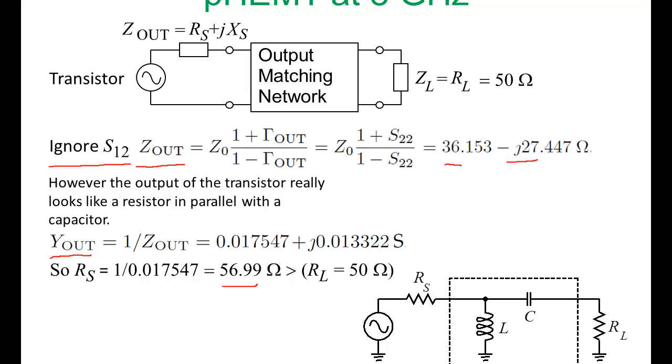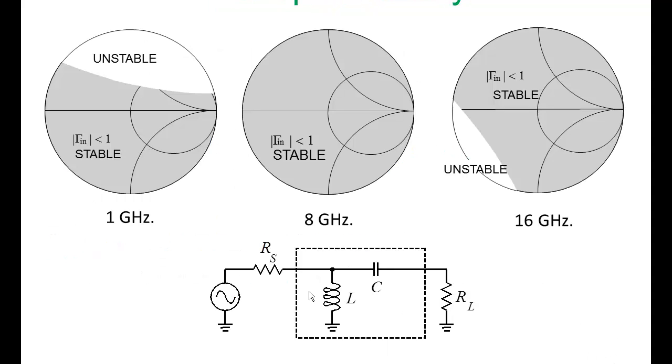Our source resistance is greater than our load resistance. Our source resistance is 56.99 ohms. It's greater than our load resistance. So let's look at candidate networks. Now we could have two versions of this output matching network. We could swap the inductor and capacitor around. Well, it turns out that this is a good choice. This is the better choice than the other, a dual circuit.